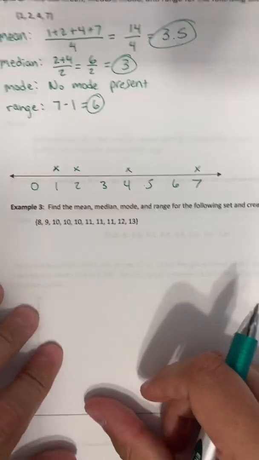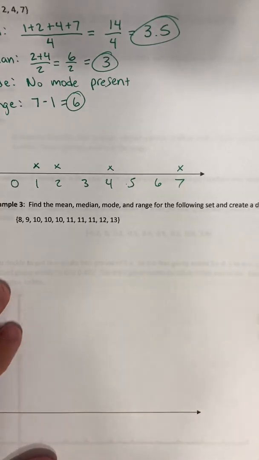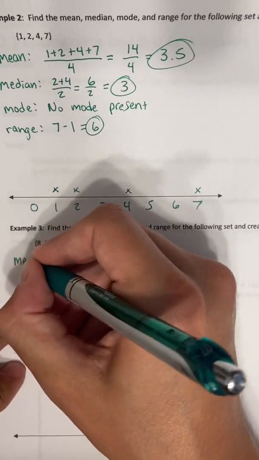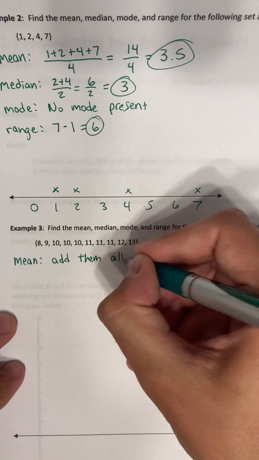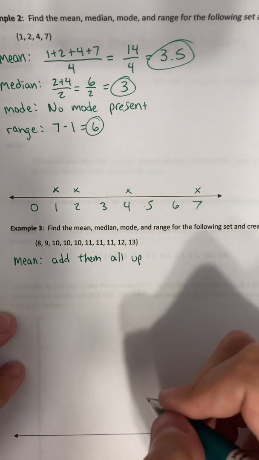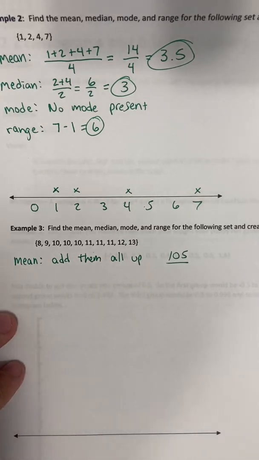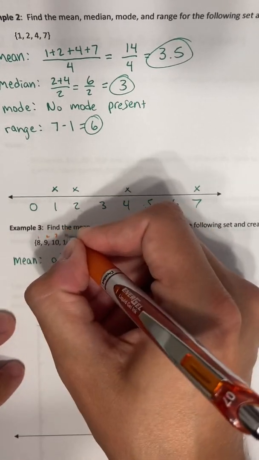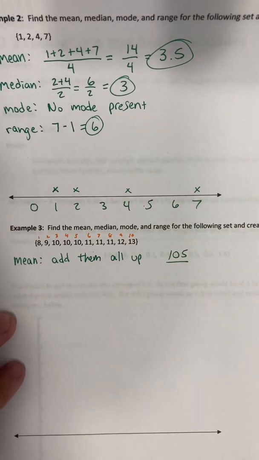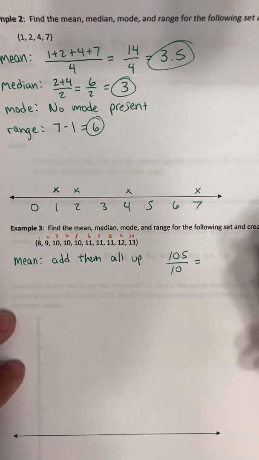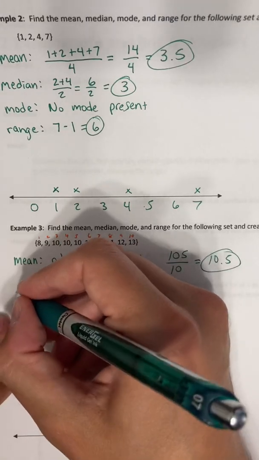All right, in the third example, find mean, median, mode, and range, and then create a dot plot. So these are already in order for us, which is nice. So let's do the mean. Add them all up, and when I added them all up, I got 105. And how many numbers are there? Well, we've got 1, 2, 7, 8, 9. We got 10 numbers. So I will divide this by 10. And when you divide that by 10, you get 10.5. That is your mean.